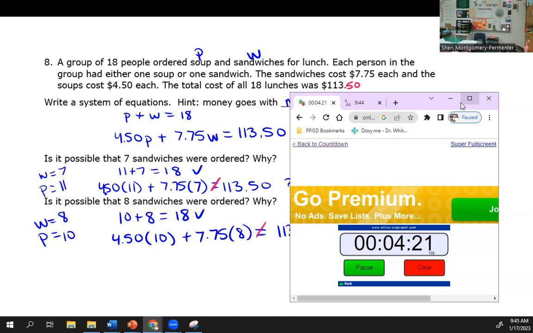So if you have nine sandwiches, then how many do you have? So close.